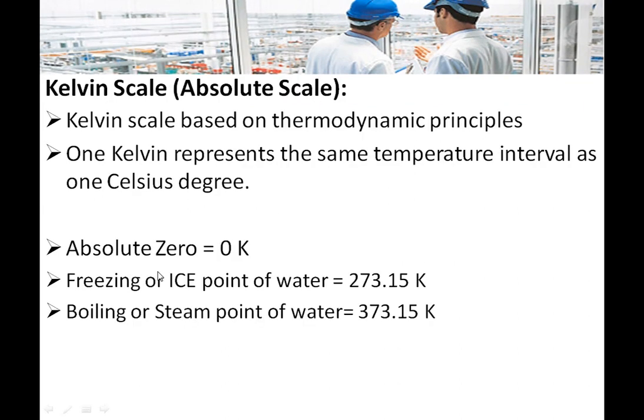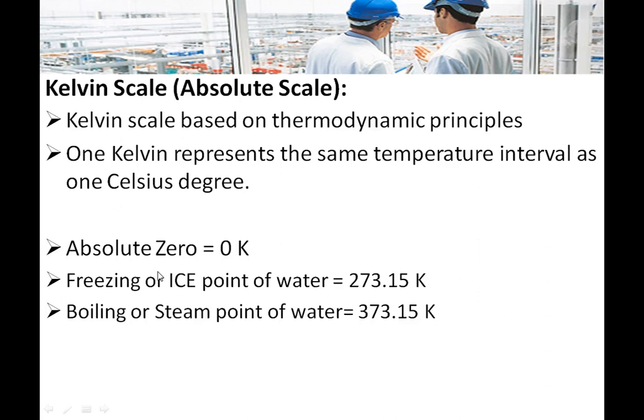The other scale is the Kelvin scale, which is also known as the absolute scale. Why is it known as the absolute scale? Because in this scale every temperature is referenced with respect to 0 Kelvin. Below 0 Kelvin there is no temperature in this scale. Whereas in the Celsius scale, below 0 degrees centigrade temperatures are also present.